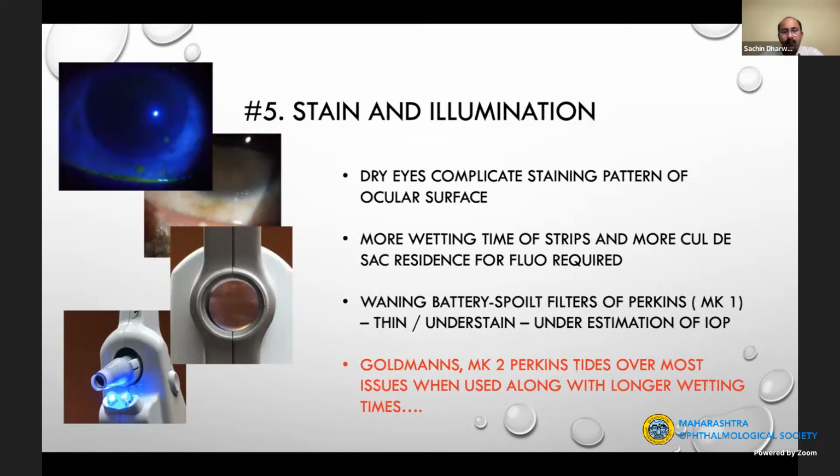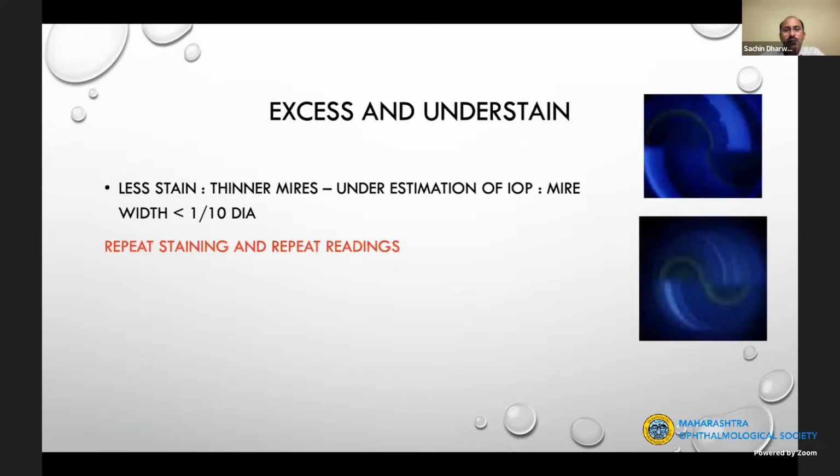So longer wetting times should be used with the MK2 type of Perkins tonometer, and this can give you very accurate intraocular pressure readings. Excess stain and understain, as I have told you already, are major problems. The thinner the mires, you get underestimation of intraocular pressure. Mire width should ideally be less than approximately 1/10 of the diameter of the applanating surface. In case the mires are thin, you have to repeat the staining and repeat the readings.